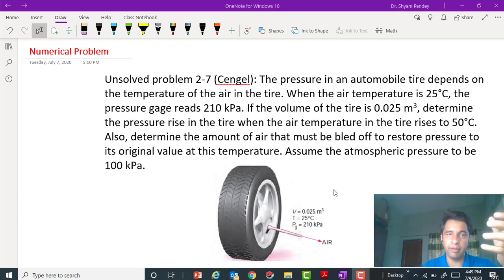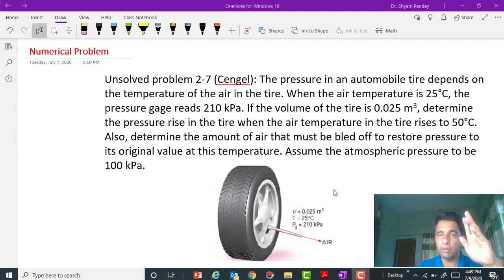When the air temperature is 25 degrees Celsius, the pressure gauge reads 210 kilopascal. If the volume of the tire is 0.025 meter cube, determine the pressure rise in the tire when the air temperature in the tire rises to 50 degrees Celsius. Also, determine the amount of air that must be bled off to restore pressure to its original value at this temperature. Assume the atmospheric pressure to be 100 kilopascal. So, how to solve this problem?